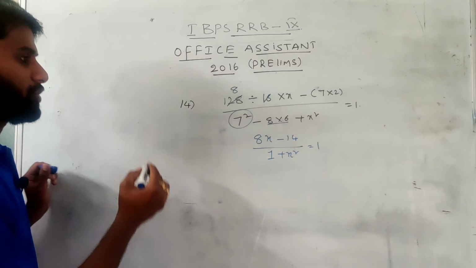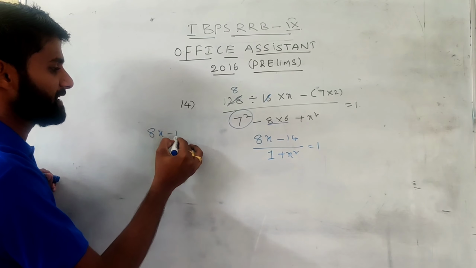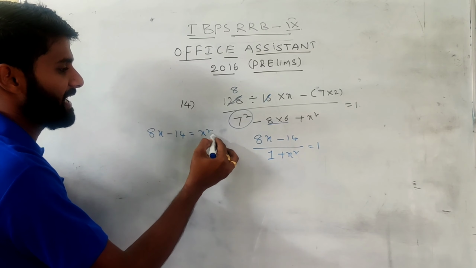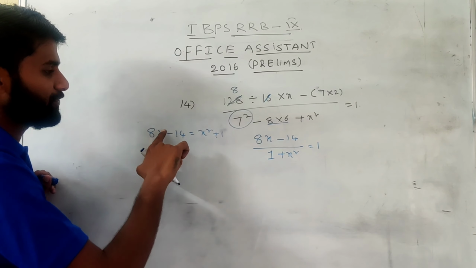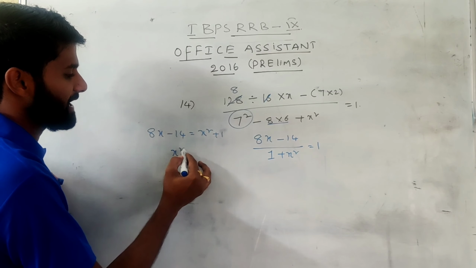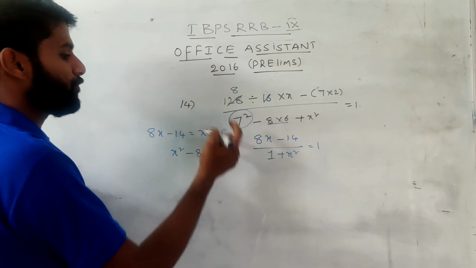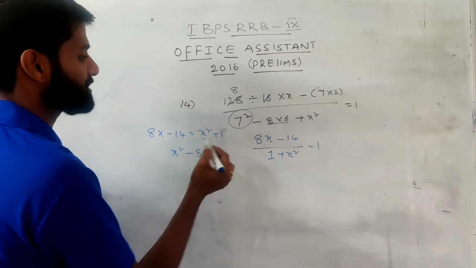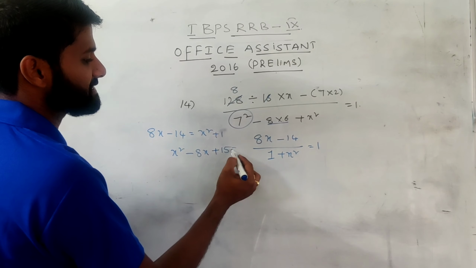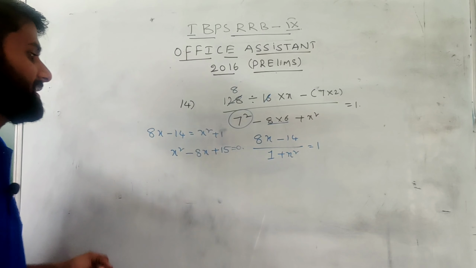Then we will go to the quadratic equation. See, 8x minus 14 exactly equal to x square plus 1. If you take it to the other side, the value becomes x square plus, 8x becomes minus of 8x, minus 14 becomes plus 14. So plus 14 plus 1 value becomes 15 exactly equal to 0. Then we will go with the quadratic equation.